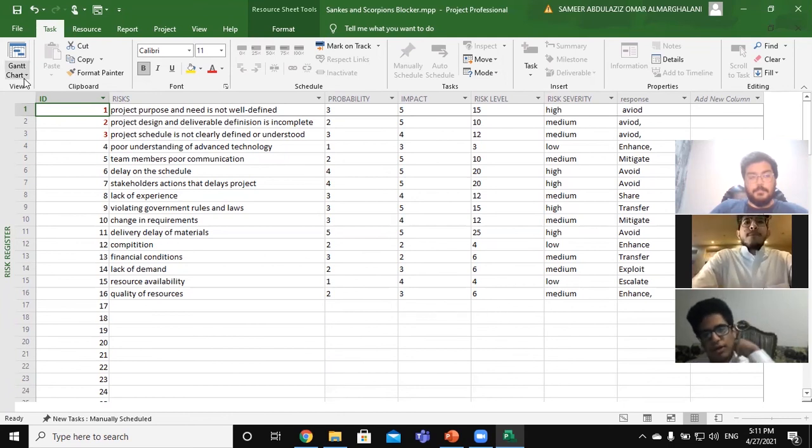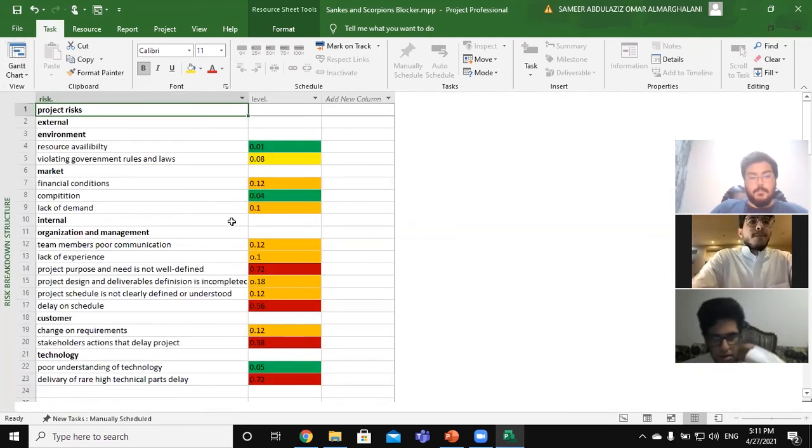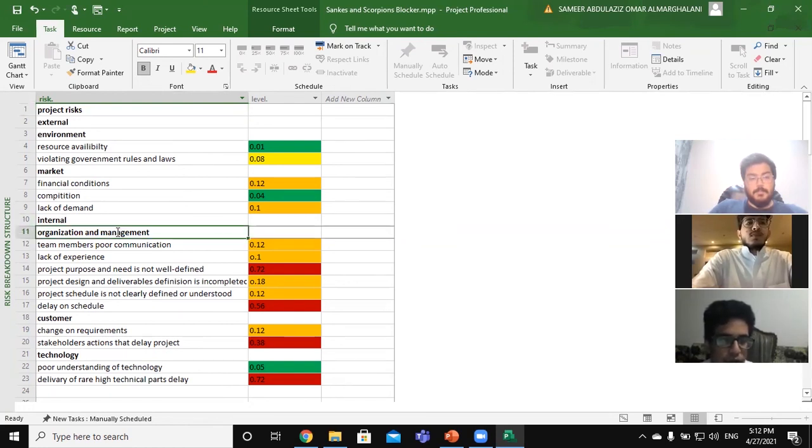Let's go to the risk breakdown structure. Here we have the risks separated into external and internal. External is separated into environment and market. Internal is separated into organization and management. The difference between the risk register and the risk breakdown structure is that in the risk breakdown structure, we put risks in groups and in phases. We have different types, as we can see, so we can locate what the risk is, why it is a risk, and what is related to it.